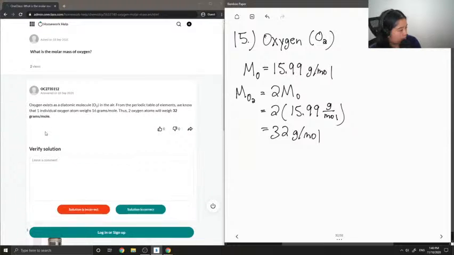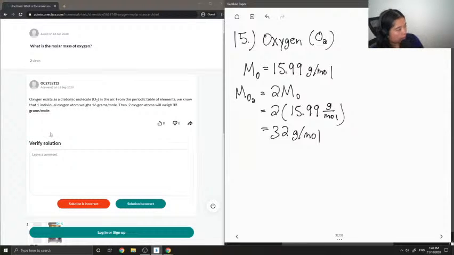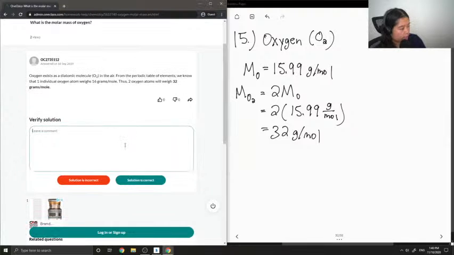So let's see what our junior tutor said. Oxygen exists as a diatomic molecule O2 in the air. From the periodic table of elements, we know that one individual oxygen atom weighs 16 grams per mole. Thus, 2 oxygen atoms will weigh 32 grams per mole. So this solution is correct.